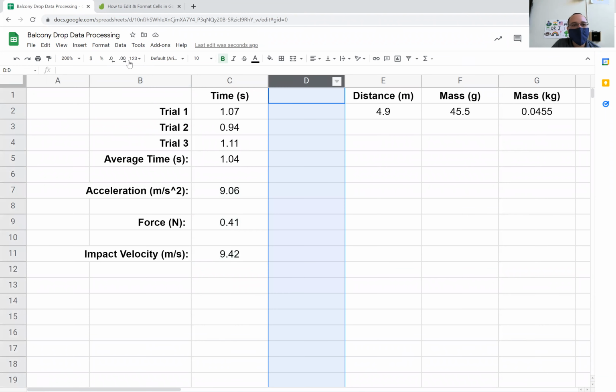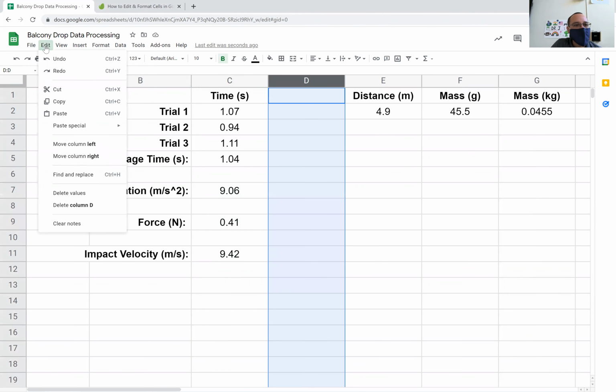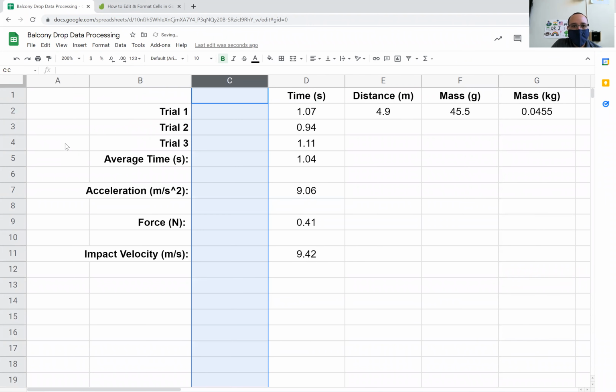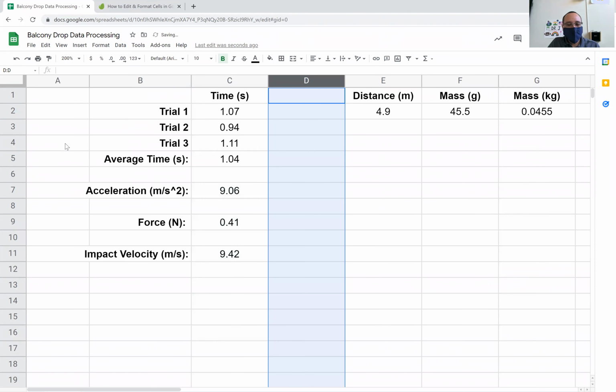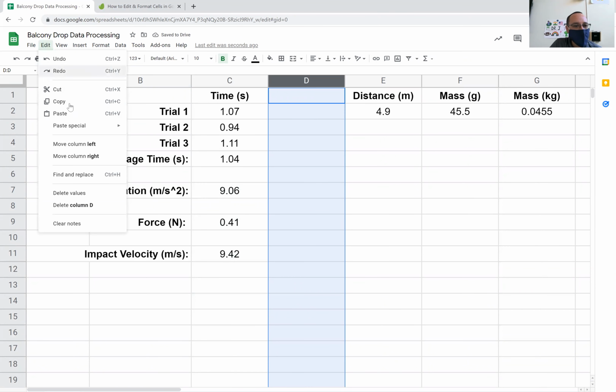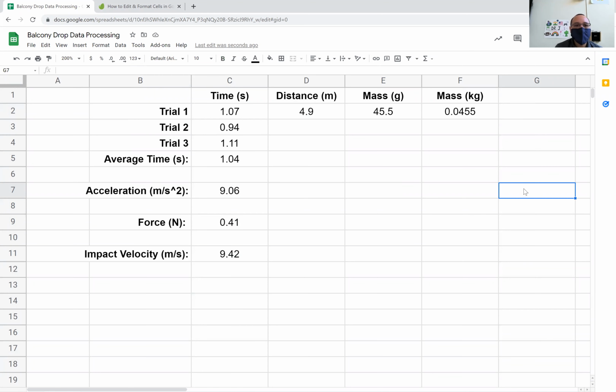And then I feel like this column probably isn't necessary. So edit, let me see if I can just move column left. Oh, that doesn't work. So edit, delete column D. And that doesn't change anything for the worse. And I think that's fine. Okay, I think that's totally fine. So yeah, I think that's a good table. Okay, so those are our data.